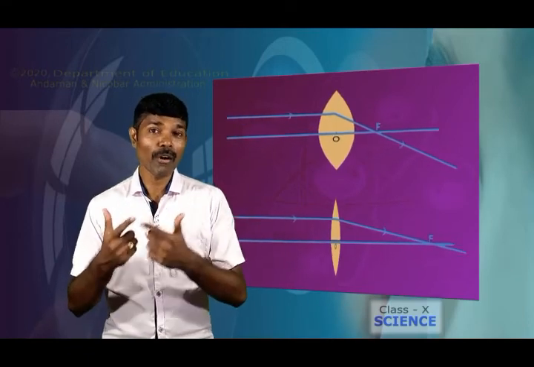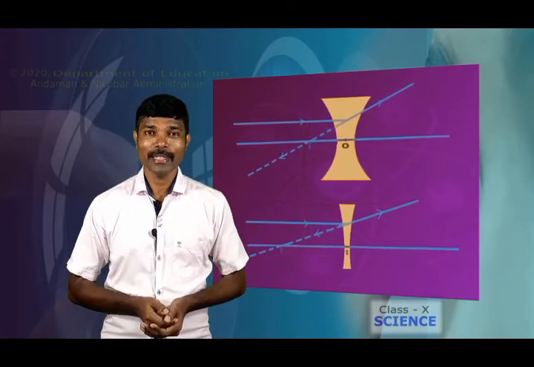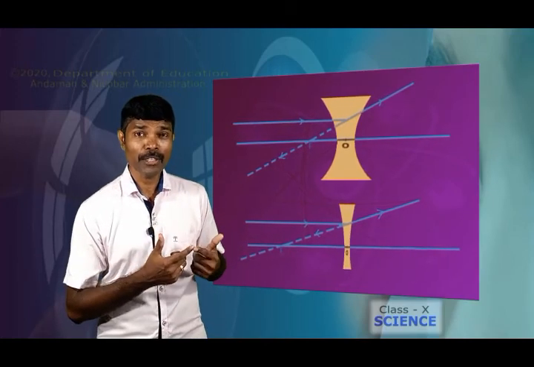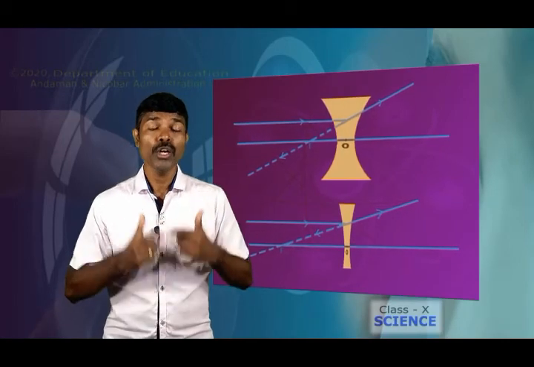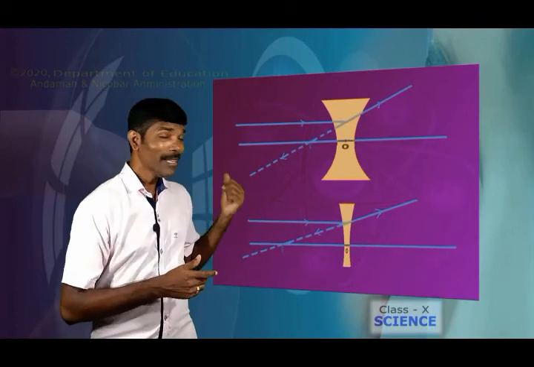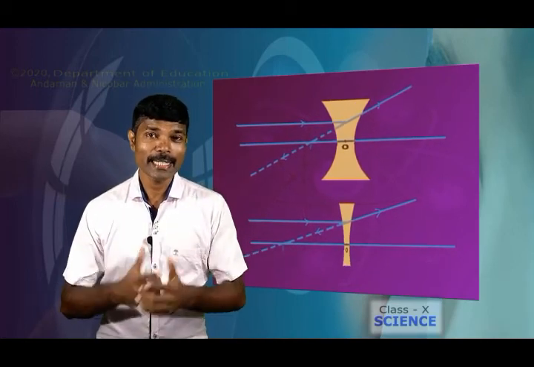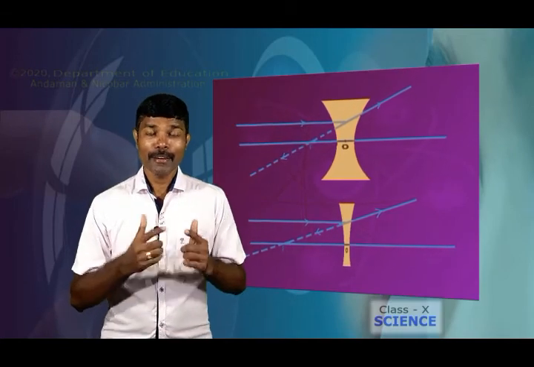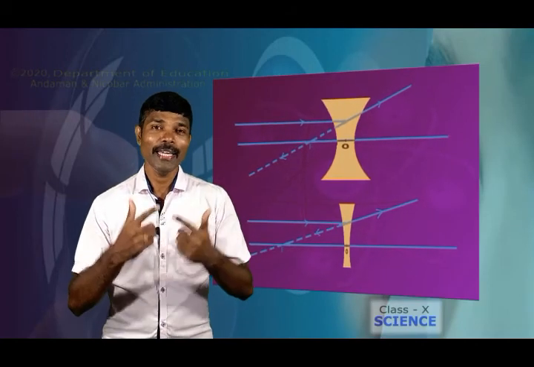Similarly, in case of concave lens, if the thickness of the concave lens is increased, then what will happen? The light rays will diverge when they are passed parallel to the principal axis, then the focus goes closer to the lens. So from all these observations, we can conclude that if the thickness of the lens is increased, then the focal length will decrease. If the thickness is decreased, then the focal length will increase.